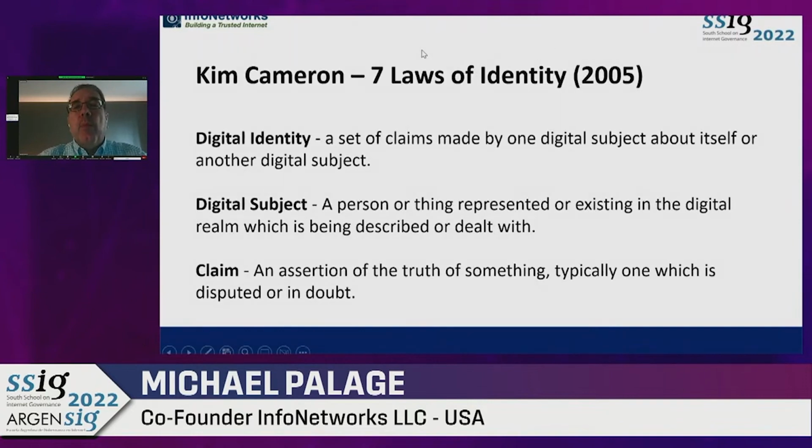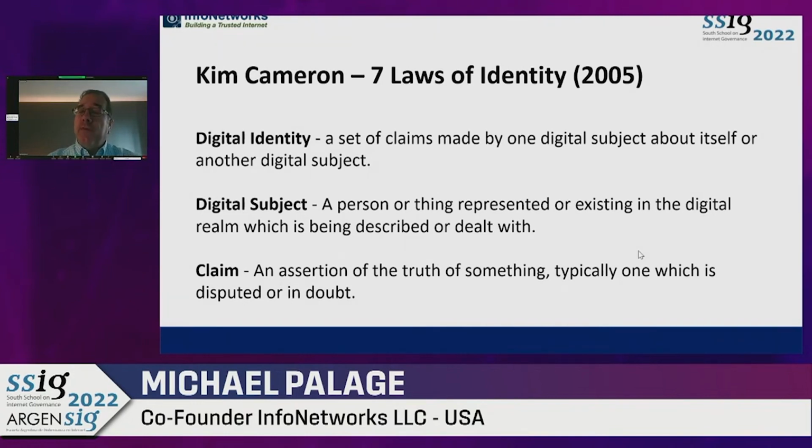One of the more interesting points where everyone generally agrees is a paper written by the late Kim Cameron, who worked at Microsoft. This paper was called The 7 Laws of Digital Identity, and it was published in 2005. What Kim stated at the time was he defined digital identity as a set of claims made by one digital subject about itself or another digital subject.